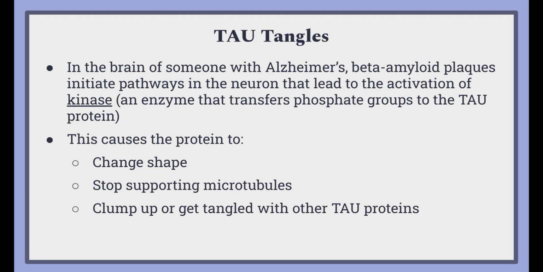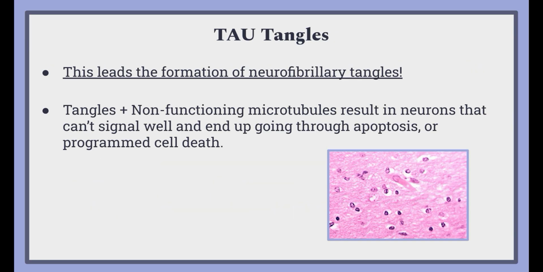TAU tangles. In the brain of someone with Alzheimer's, beta amyloid plaques initiate pathways in the neuron that lead to activation of kinase. Kinase is an enzyme that transfers phosphate groups to the TAU protein. This causes proteins to change shape, stop supporting microtubules, and clump up or get tangled with other TAU proteins. This leads to the formation of neurofibrillary tangles. Tangles and non-functioning microtubules result in neurons that can't signal well, and they end up going through apoptosis, or programmed cell death.